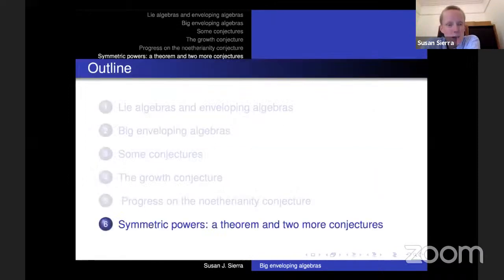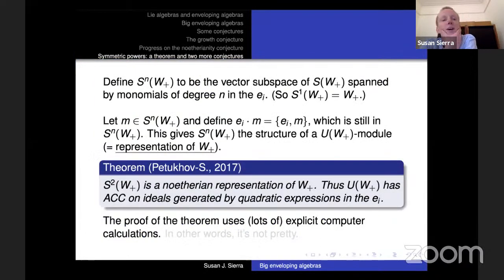So I'm going to end up by stating one more theorem and two more conjectures, which are related to the Noetherianity conjecture. Here I want to think a bit more about the structure of S of W plus, which is called the symmetric algebra of W plus. I'm going to define the nth symmetric power of W plus, which I'm writing Sn of W plus, to be the vector subspace spanned by monomials of degree n.